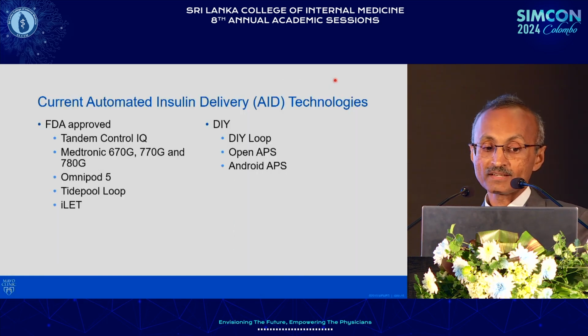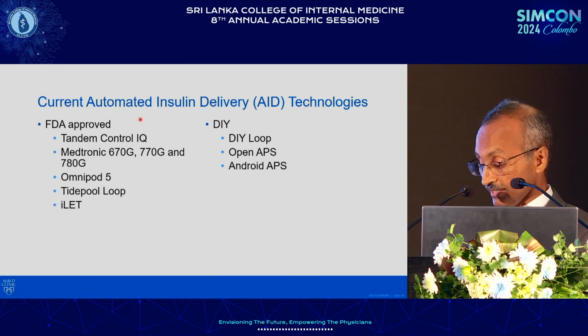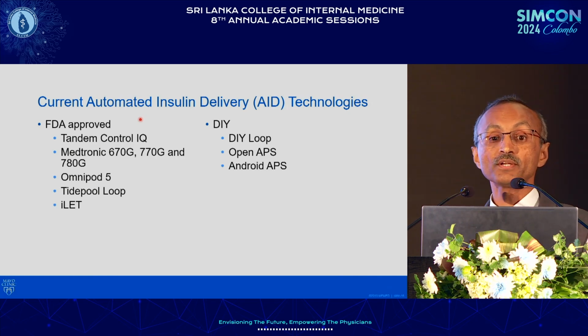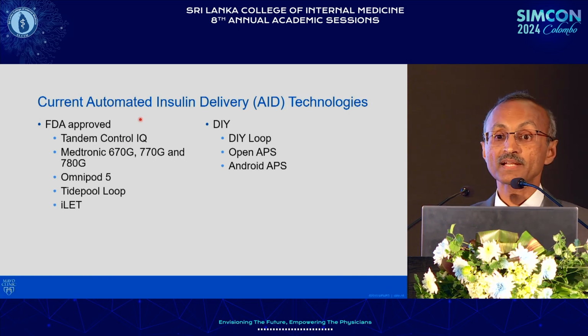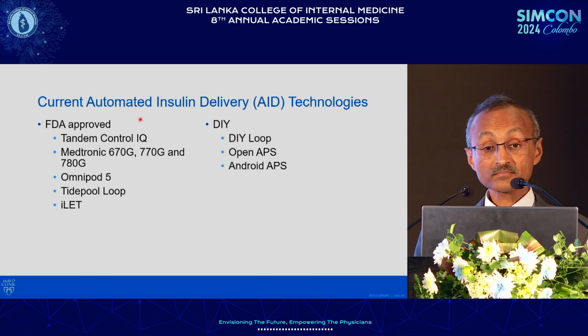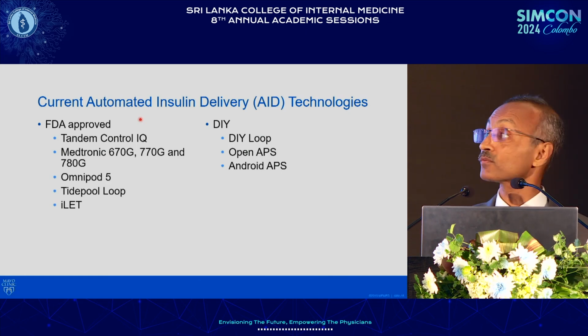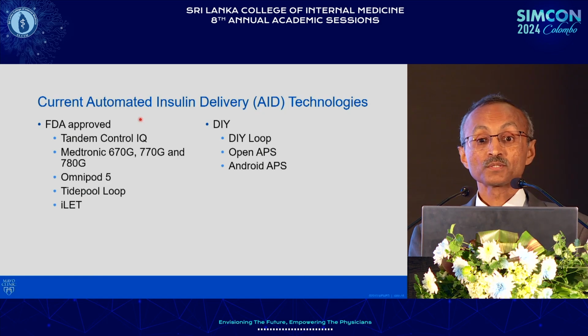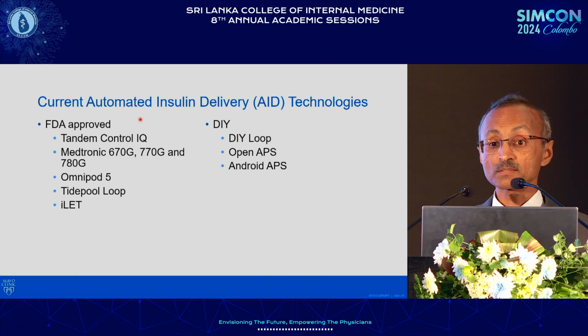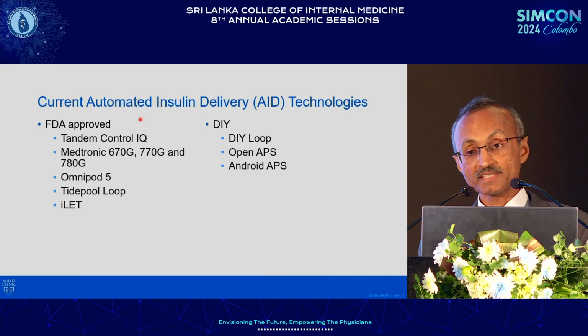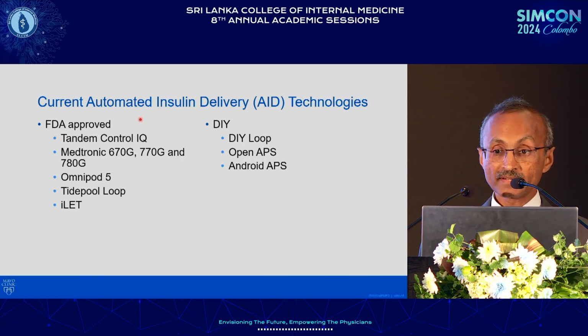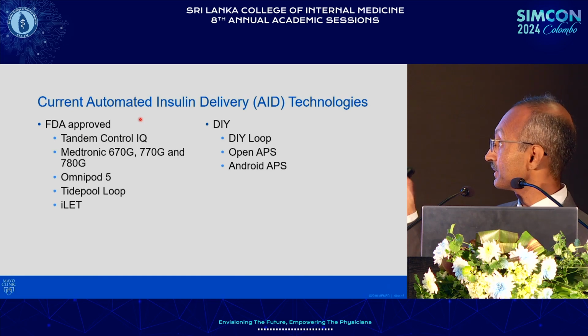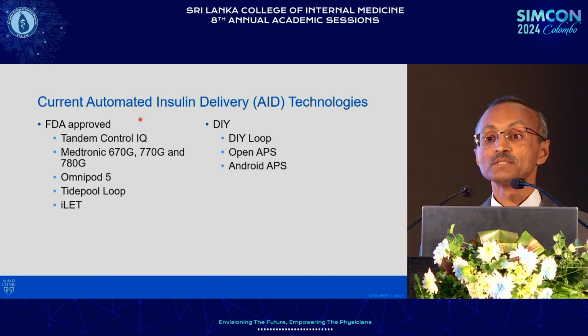So this is a list of all the currently approved AID technologies, and these are the FDA approved ones. In addition, we have the DIY, that is the do-it-yourself loop. These were actually mainly parents of children with type 1 diabetes who did not want to wait for the FDA approval. So they got together and developed software for automated insulin delivery. I have some patients who actually do this. They use an old hackable pump and a sensor, and they use software that will regulate the insulin delivery using the sensor signal. These are OpenAPS, and there's also AndroidAPS. So all of these things are available.